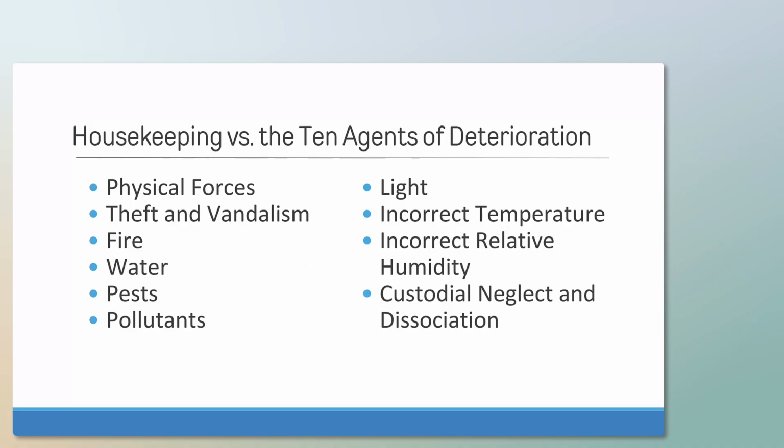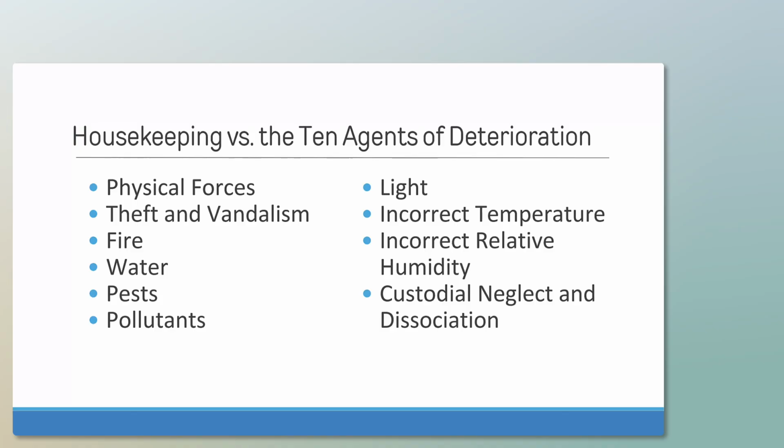In thinking about more specific ways that housekeeping can help to protect collections, the 10 agents of deterioration, which you see listed here, are a really helpful framework to keep in mind. If you're not familiar with the 10 agents of deterioration, I highly recommend seeking out a little more information about them. This is basically the 10 different forces that can act on objects to cause deterioration.